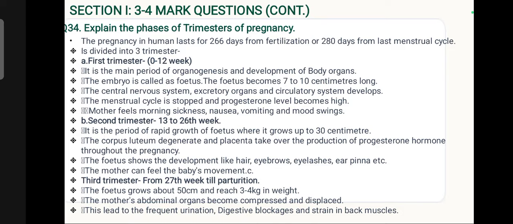Explain the phases of trimesters of pregnancy. Human pregnancy lasts for 266 days from fertilization or 280 days from the last menstrual cycle. It is divided into 3 trimesters. First trimester 0 to 12 weeks, second 13 to 26 weeks and third trimester from 26 weeks till parturition.